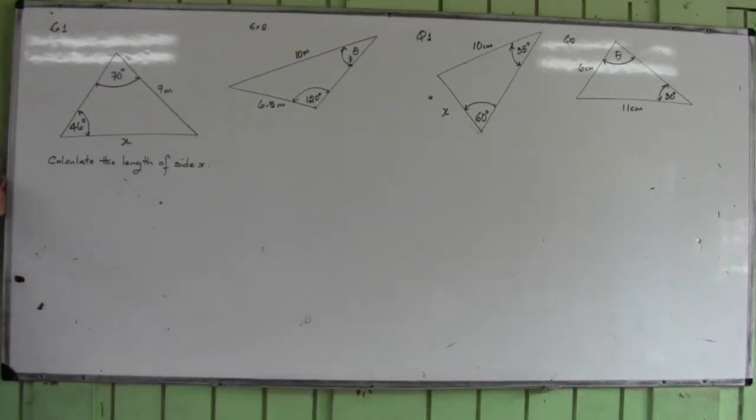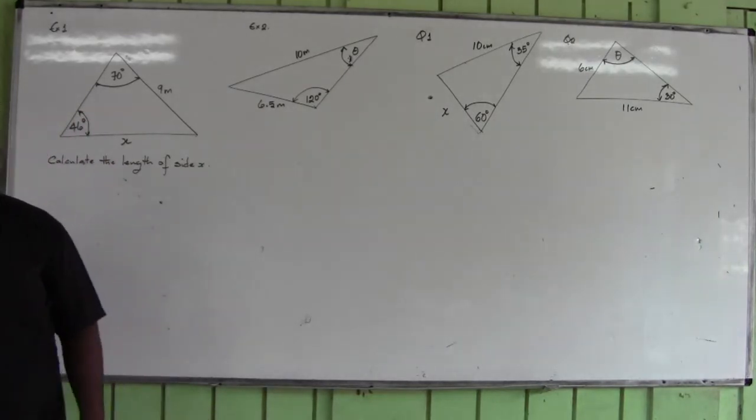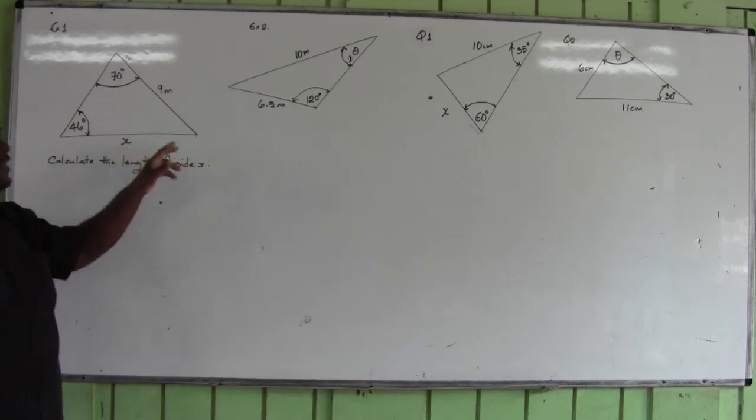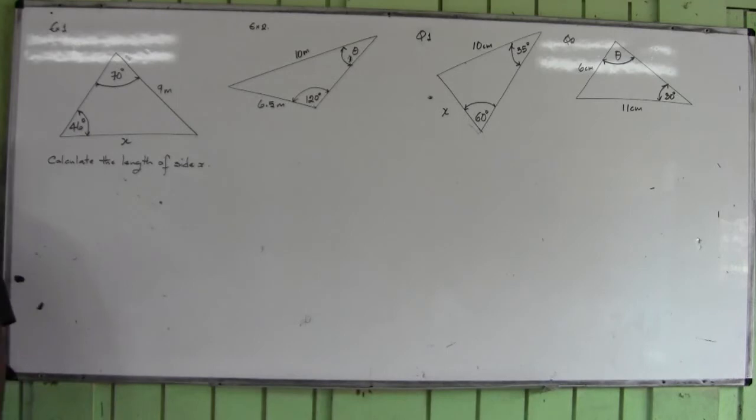All right, guys. Can we have a look at these questions? These questions relate specifically to sine rule. I'm going to show you how the sine rule may be used to find the length of a side and the size of an unknown angle of a non-right angle triangle.